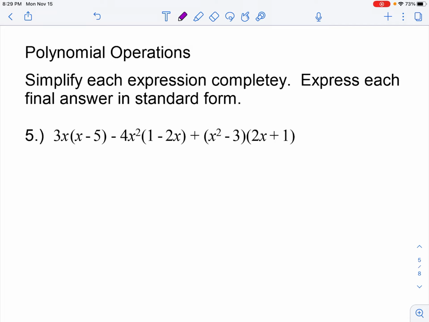Alrighty, polynomial operations. Here we go. You guys have done this before. You just might not have done problems quite this long before. So we're going to simplify each expression completely.